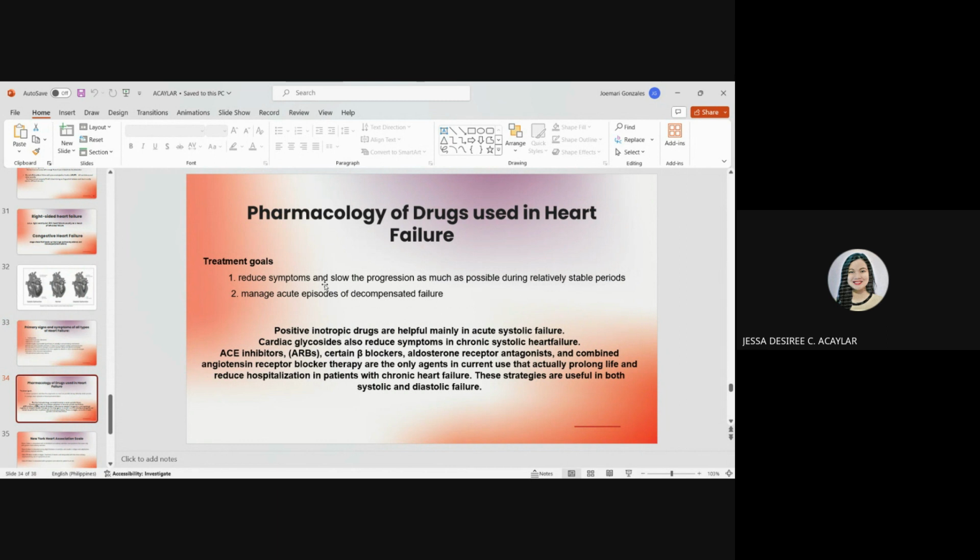Positive inotropic drugs are helpful mainly in acute systolic failure. The cardiac glycosides also reduce symptoms in chronic systolic heart failure. The ACE inhibitors, the ARBs, certain beta blockers, aldosterone receptor antagonists, and combined angiotensin receptor blocker therapy are the only agents in current use that actually prolong life and reduce hospitalization in patients po na may mga chronic heart failure. These strategies are useful in both systolic and diastolic heart failure.